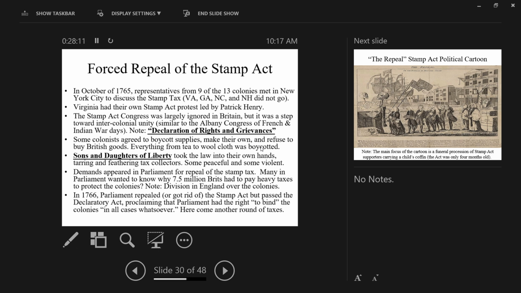So in 1766, Parliament repealed or got rid of the Stamp Act, but passed what was called the Declaratory Act, proclaiming that Parliament had the right to bind the colonies in all cases whatsoever. Here comes another round of taxes, and this is the round of taxes that are going to lead to violence and the destruction of private property. Because the direction we're heading in is the Townshend Act and ultimately the Tea Act.